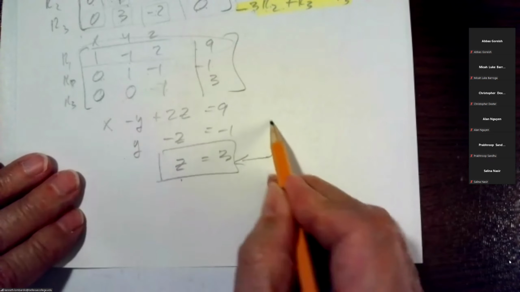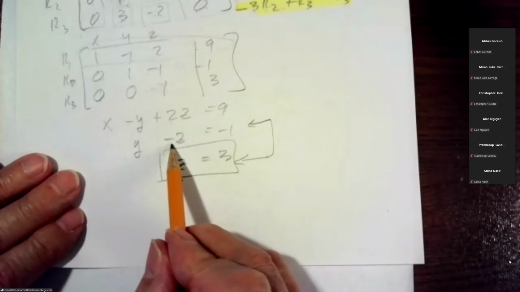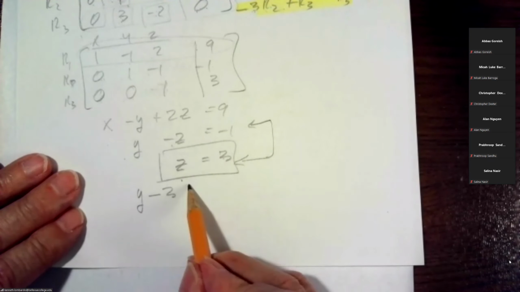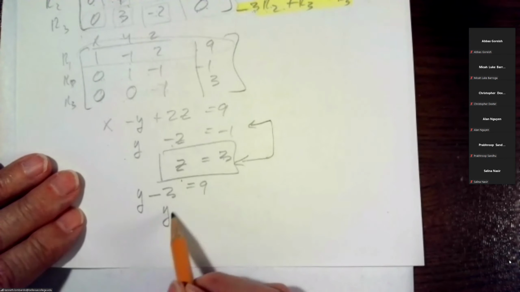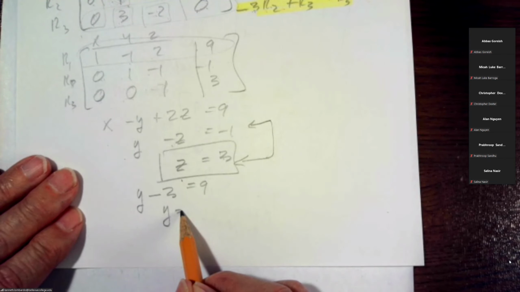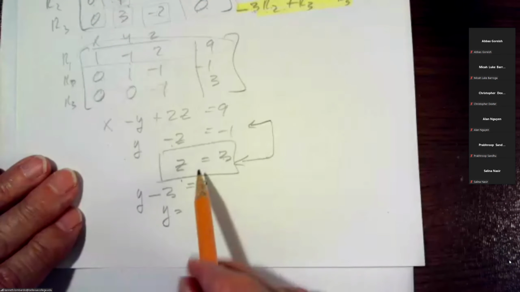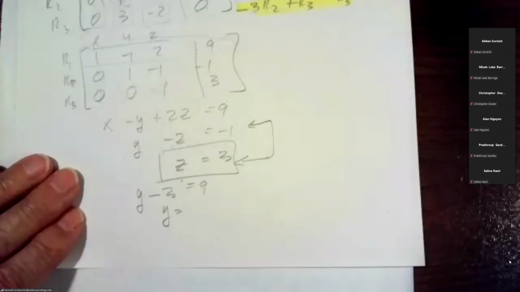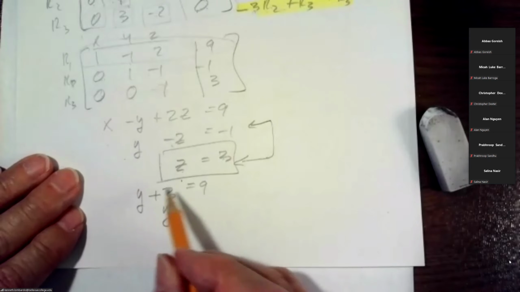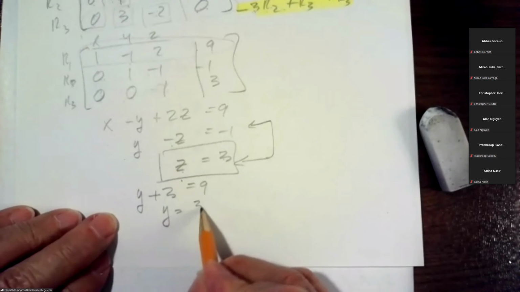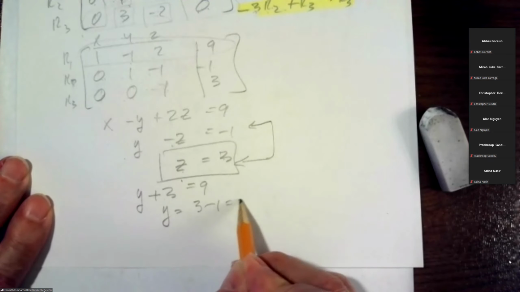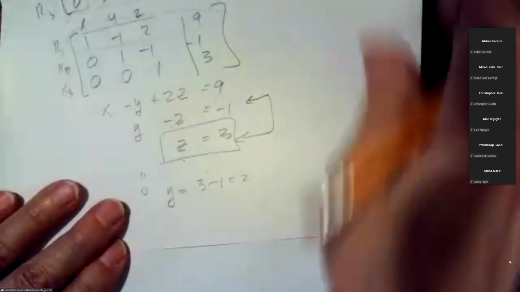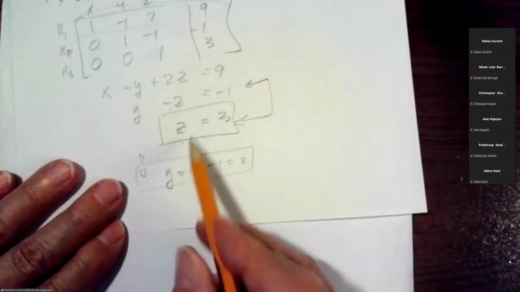So we have one of the values. And if I have one of the values, I can do a back substitution into the equation above and say Y minus Z, which is 3, equals 9. Sorry, that was Y minus 3 equals 1, so that's going to be Y equals 3 minus 1. That's going to be a 2. So we're going to get Y equals 2.